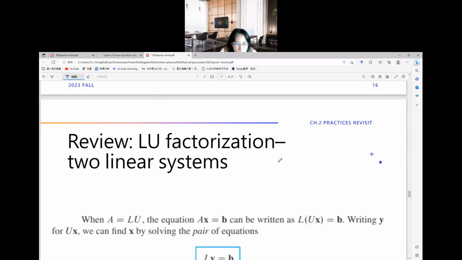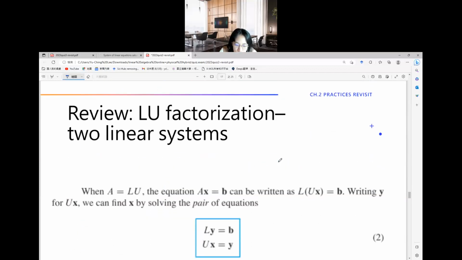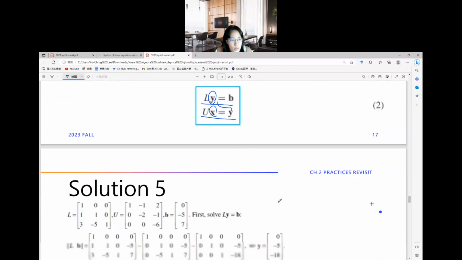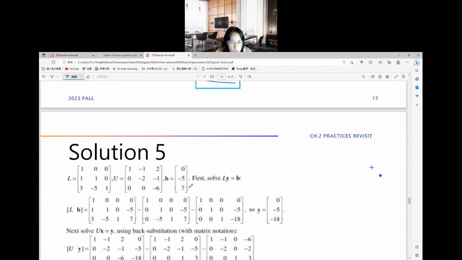Then we can solve Ax equals b in an alternative way, which is to solve a pair of equations, 2 linear systems. We first solve for Ly equals b, and then we get the solution of y. We put y as the right-hand side of my second linear system, that is Ux equals y, and then eventually solve for x. And that will save us some time and number of operations. So here's the solution process.